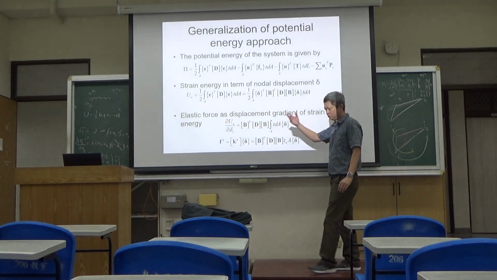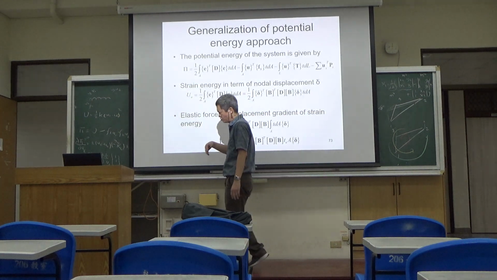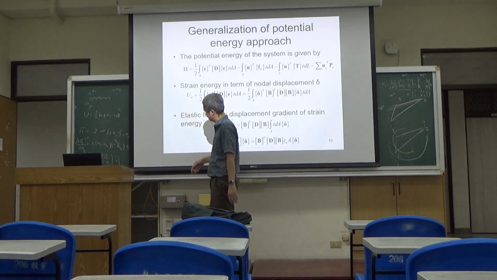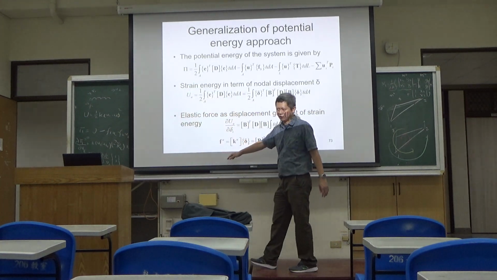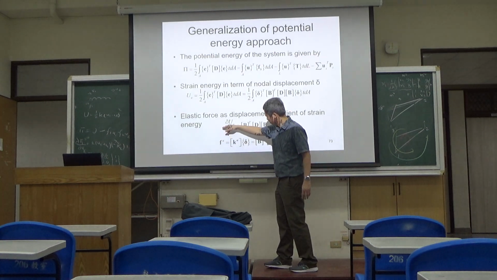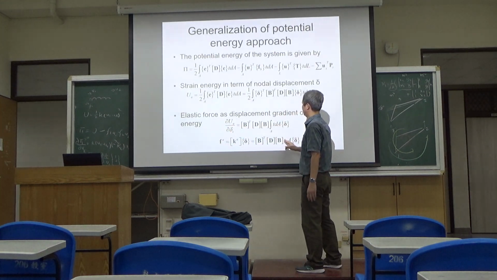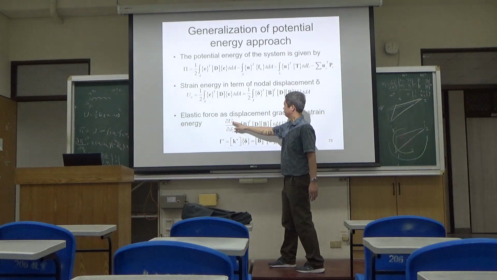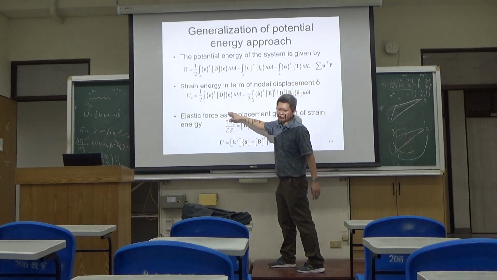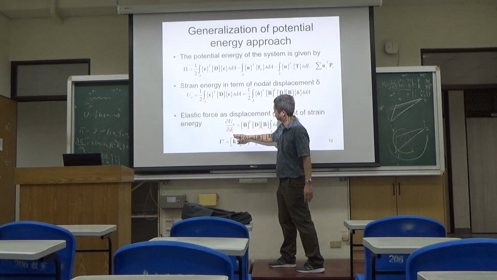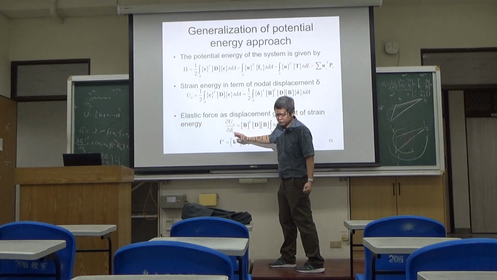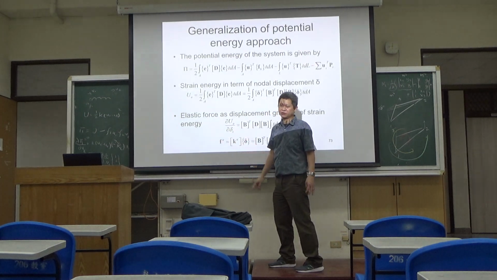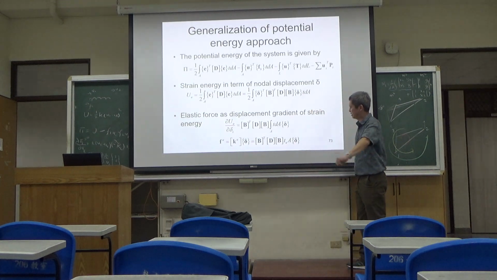So if you do that partial differentiation at each node, at each coordinate, then you're going to have all the forces. Then all these force vectors are obtained from the partial differentiation of the strain energy with respect to displacements u1, v1, u2, v2, u3, v3. So you're going to have this 6 by 1 force vector.